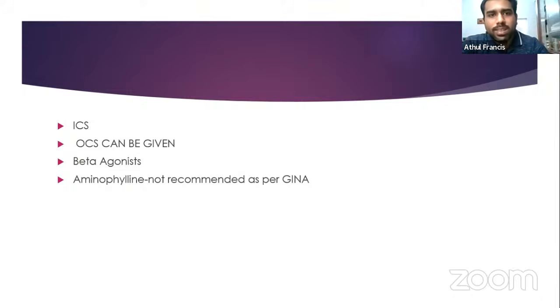And treatment of exacerbation, as I told, as per the guidelines, which are the treatments that can be used. Then use of biological agents in severe asthma according to your eosinophil count, sputum eosinophil counts or absolute eosinophil counts, and depending on whether the patient has nasal polyposis, decide on other biologicals.